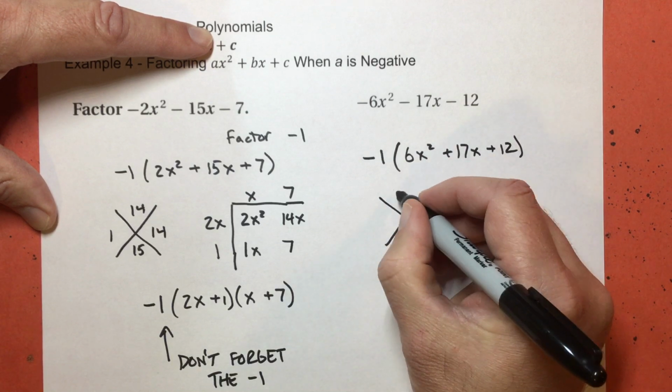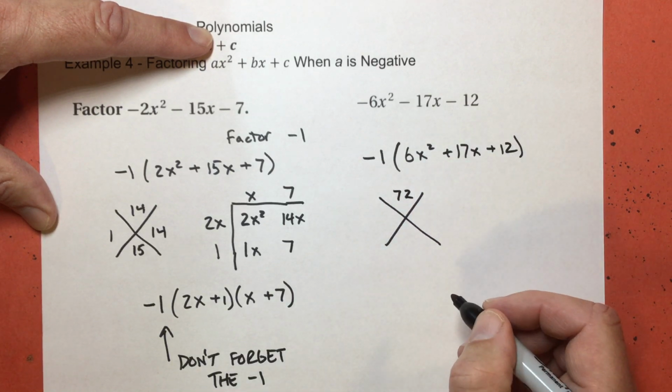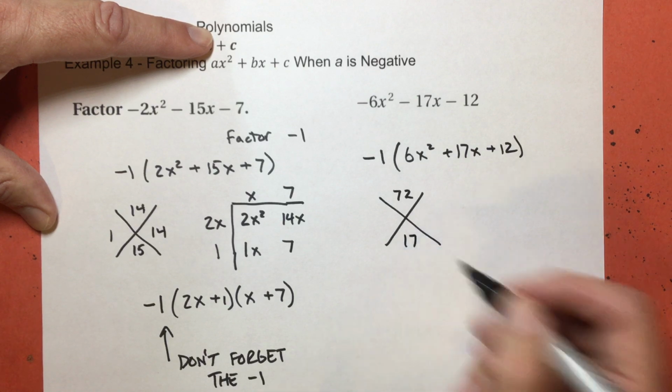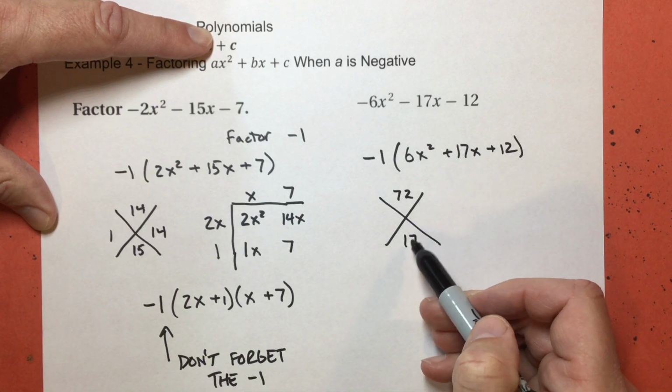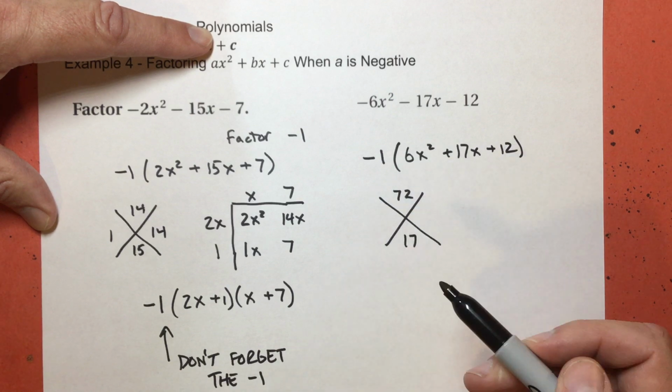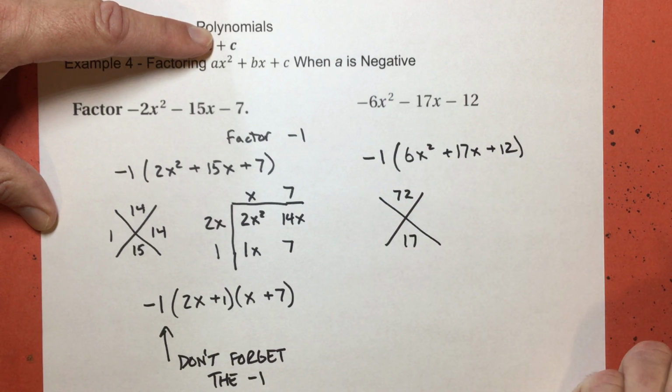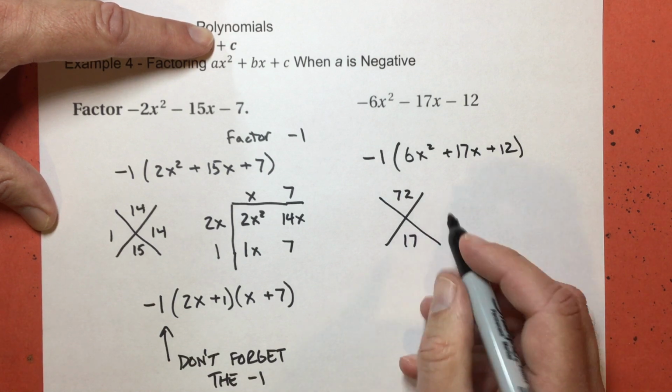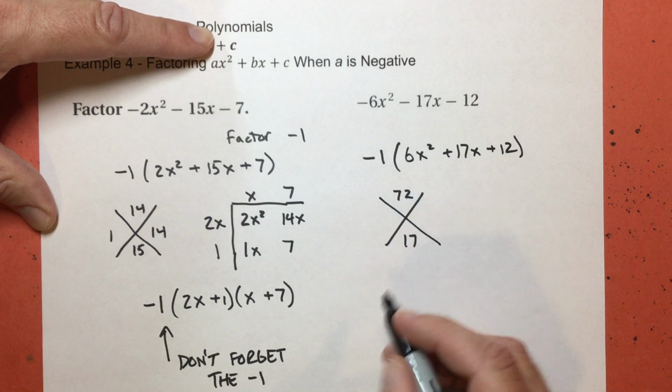6 times 12 is 72. Ruh-roh. Put the B here, put the B here, and this is A times C, 72. All right, no problem, no panic. So what multiplies to give 72 and adds to give 17?